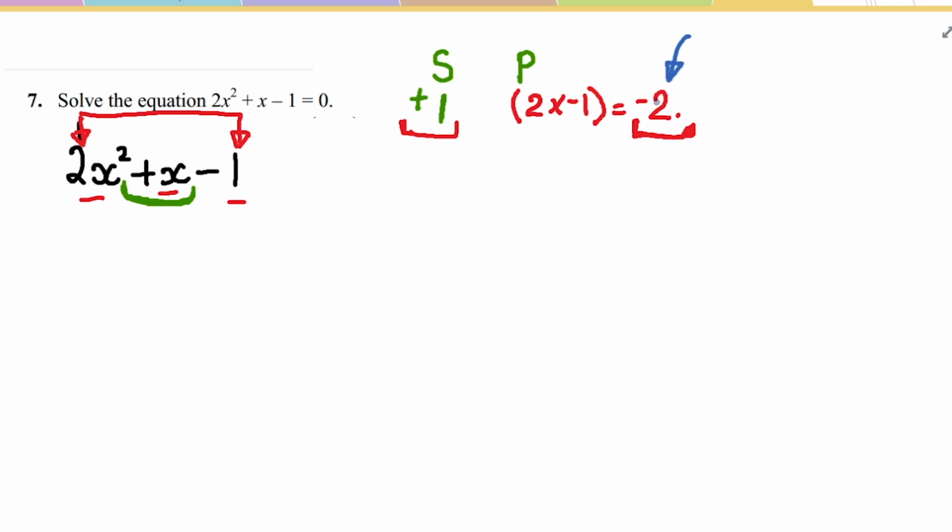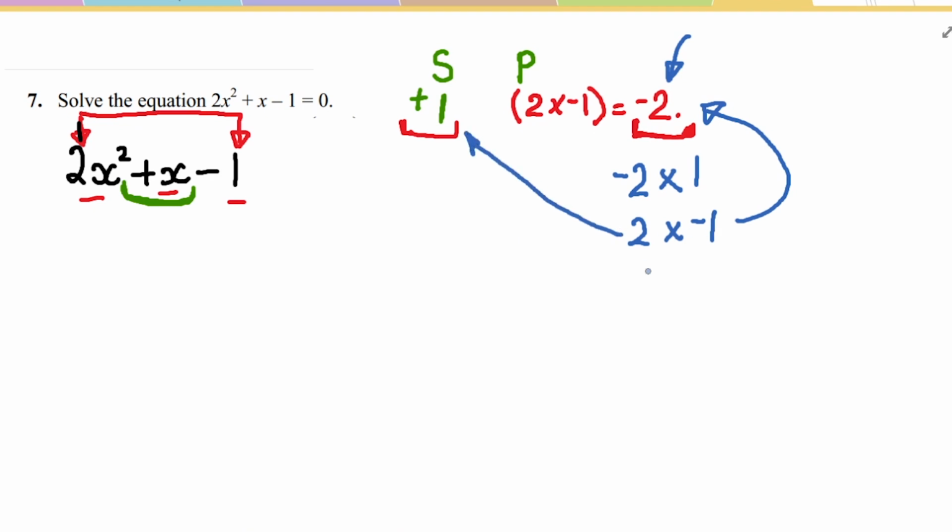So let's get started. What are these two numbers? Let's look at going through the factors of -2. We have -2 times 1, which gives us -2. Does it give us positive 1? No. However, if we play around with the negative and say 2 times negative 1, that still gives us -2, but 2 plus negative 1 gives us positive 1. So these are the two numbers that will work.